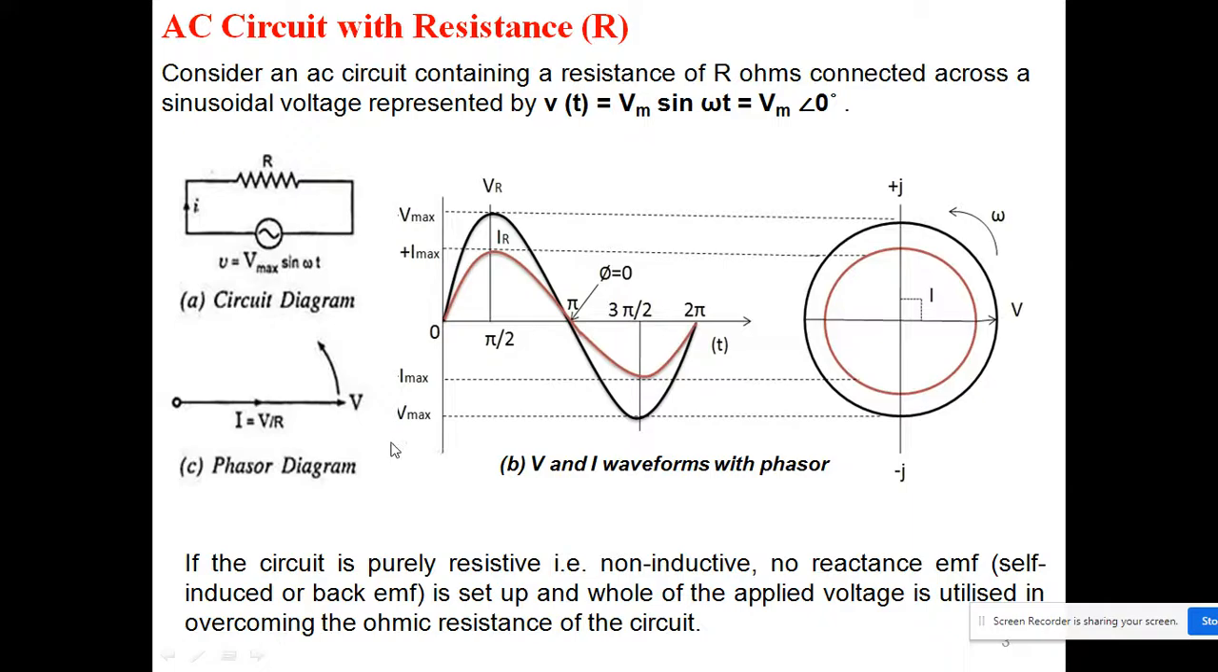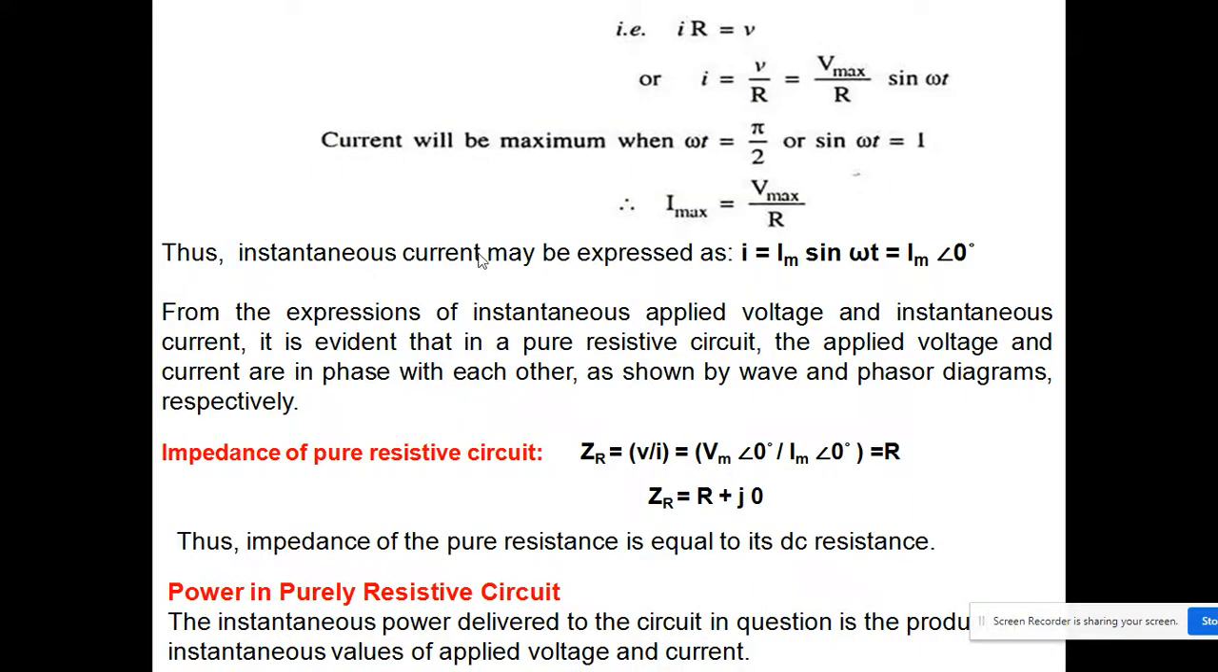Is it okay? So it means there is no phase difference between current and voltage when we are talking about the purely resistive AC circuit. So we can say, in the resistive circuit the applied voltage and current are in phase with each other. Now, if I want to calculate the impedance of a pure resistive circuit, how can I calculate it?